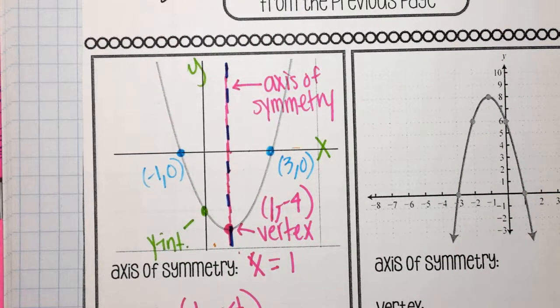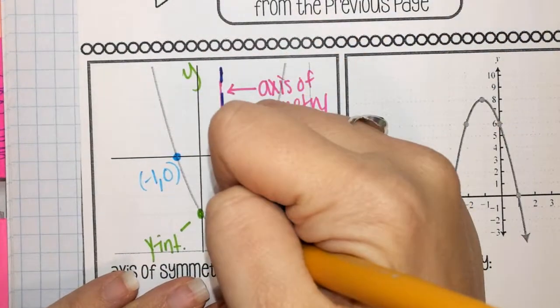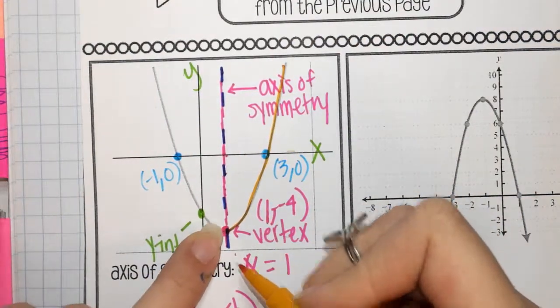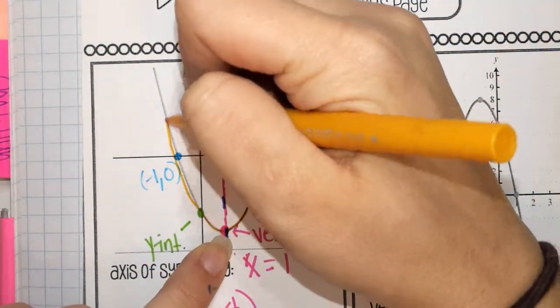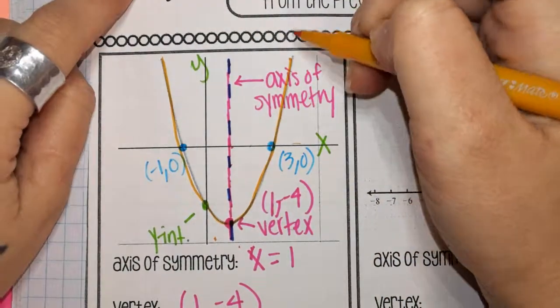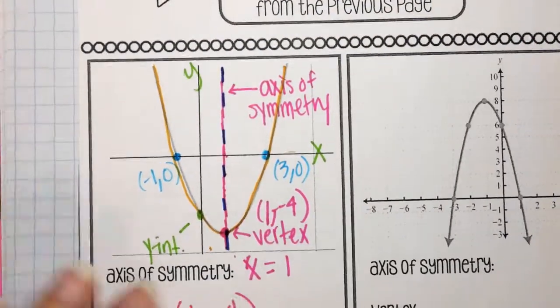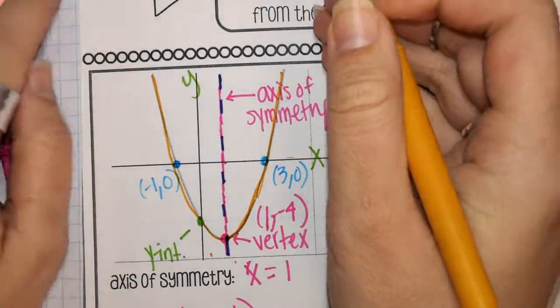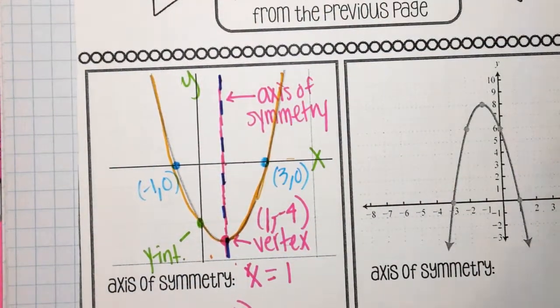Alright, so your range. Again, your range is all your y values, which means all of the y values that this graph hits. So it starts at -4, correct? And then it goes up and up. So we can't have any value below -4. So our y value is going to be any of these numbers above -4. And that's why I wrote it that way. All right?